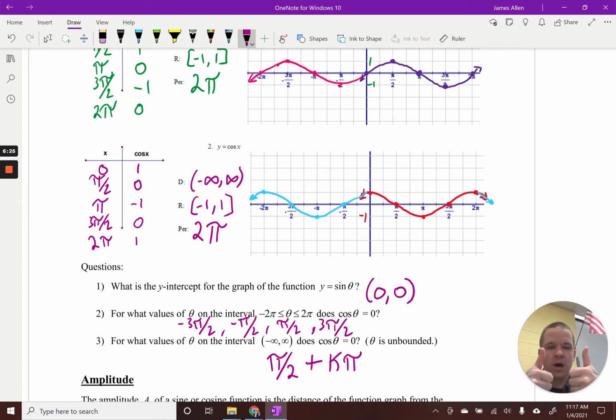Okay? Awesome. All right, so that second part there, we find out how long until it equals 0 again, or whatever we're asked for. And then we have that k, that constant multiplied to that pi in this case.